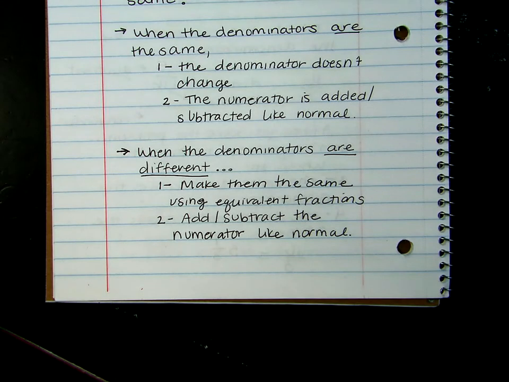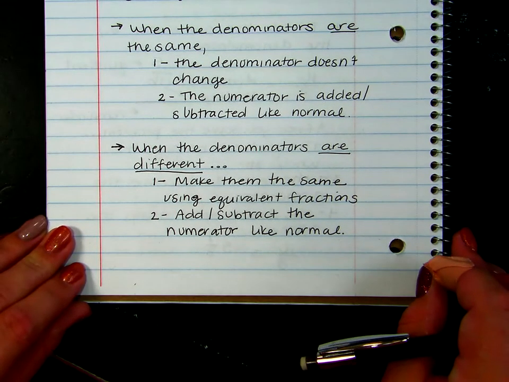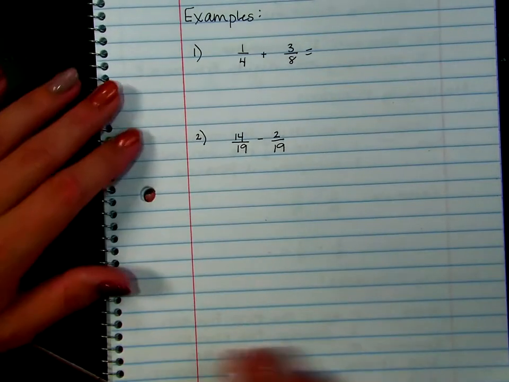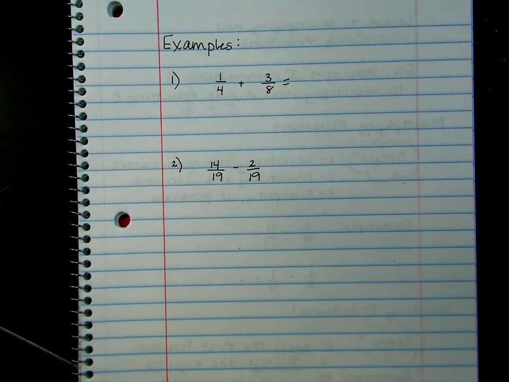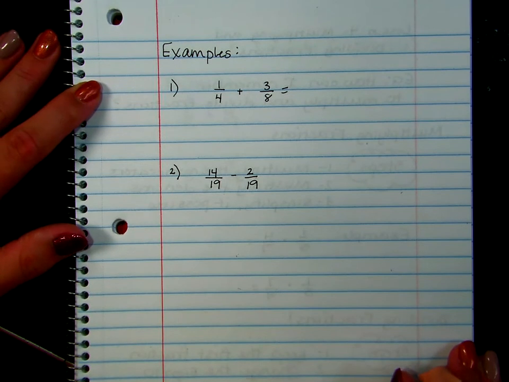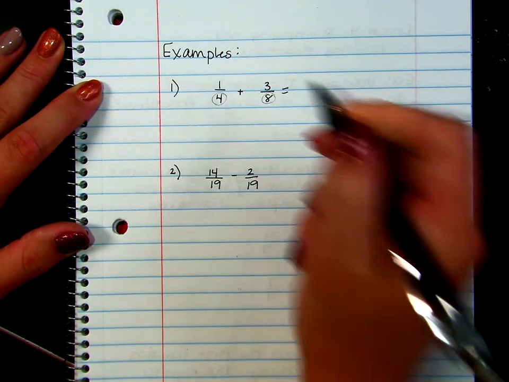I'm going to flip over, and we're going to do a couple of example problems together. Okay? Here we go. So, 2 examples that I have here. One has unlike denominators, and the other has like denominators. Our first example is 1/4 plus 3/8. Now here, 1/4 and 3/8 do not have a common denominator. 8 and 4 are different numbers.